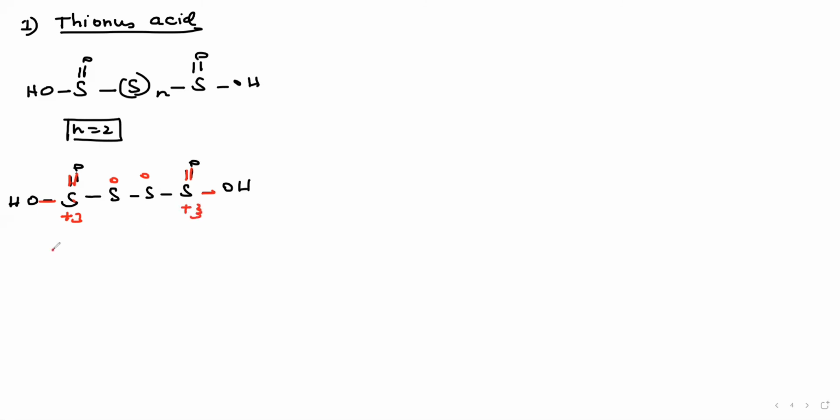Therefore among the 4 sulfur atoms, the 2 sulfur atoms are plus 3. The other 2 sulfur atoms will be in 0 oxidation state. Understand? This way you can find out the oxidation state of thioneous acid. Similar to thionic acid. Okay, the first was the thioneous acid example, the second one is the thionic acid example.